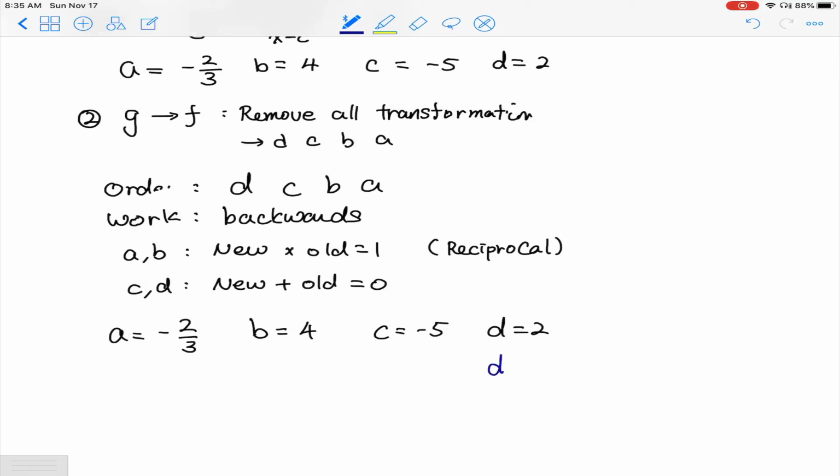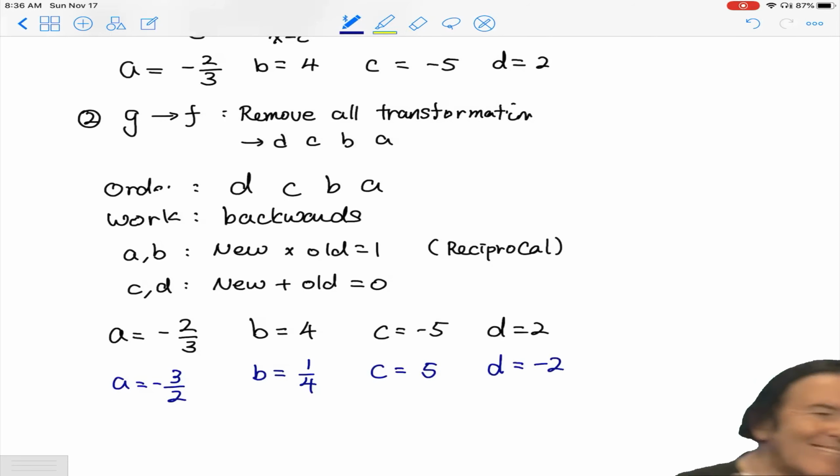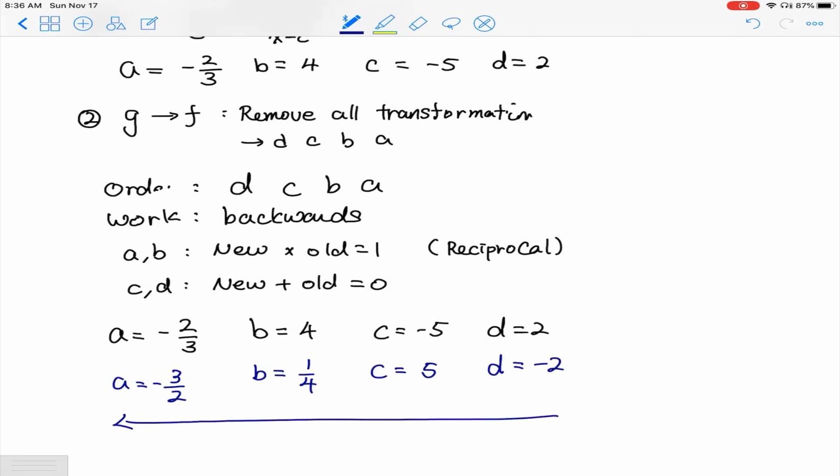So let's go backwards then. The D then has to be negative 2, so they will be 0 when added up. Then C should be positive 5. B should be 1 over 4, so that when these two are multiplied, it will be 1. Then the A is 3 over 2 with the negative. Remember, they have to be 1 once they're multiplied. So negative times negative becomes positive, and the reciprocal of 2 over 3 will give 1 when multiplied by 3 over 2. So remember, the order goes backwards, okay?